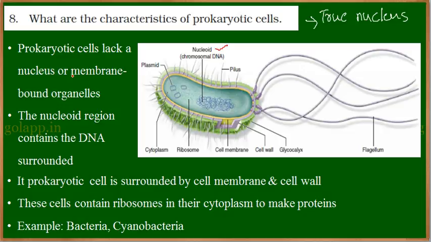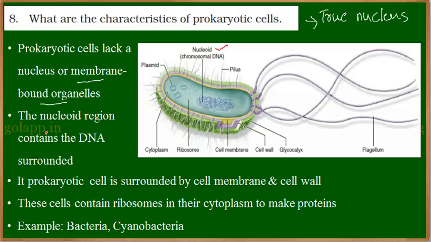And the next part is, they also lack membrane bound organelles. What are the membrane bound organelles? Membrane bound organelles can be mitochondria, Golgi apparatus, ribosomes, lysosomes, vacuoles. All these are membrane bound organelles. All these structures are absent in the prokaryotic cell. So these are the two most important characteristics of a prokaryotic cell. One is they do not have a nucleus. The other one is they lack membrane bound organelles.